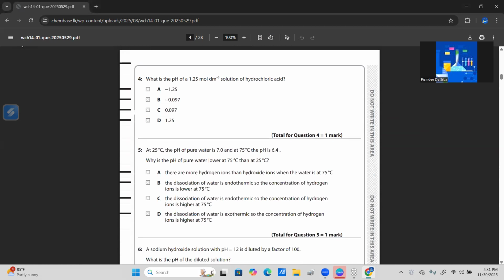What is the pH of 1.25 molar solution of hydrochloric acid? When we find the pH of an acid, this is a strong acid. First, you need to write the ionization: H plus and Cl minus. If it is 1.25, H plus concentration will also be 1.25. Then pH is given by minus log 1.25, which is equal to minus 0.097. So the correct answer is B.